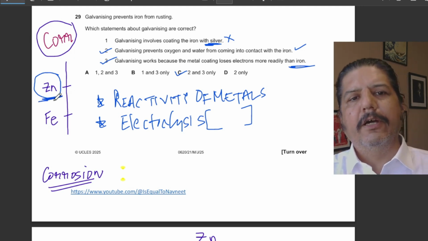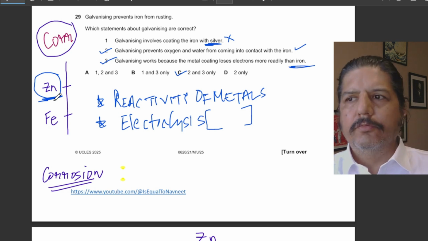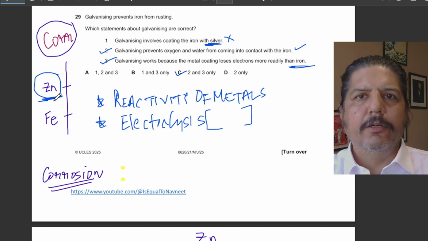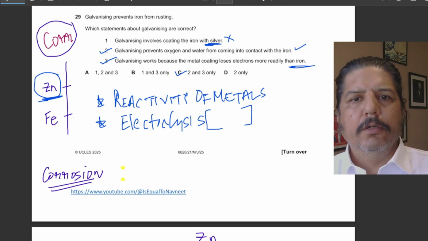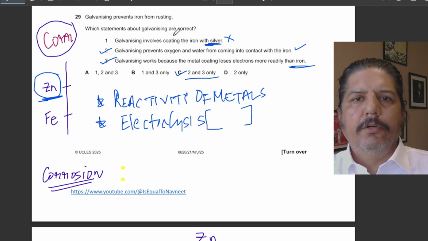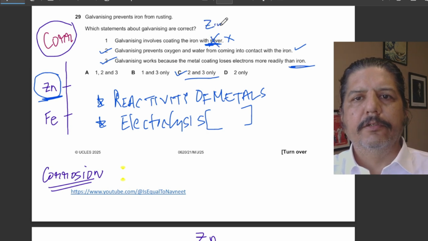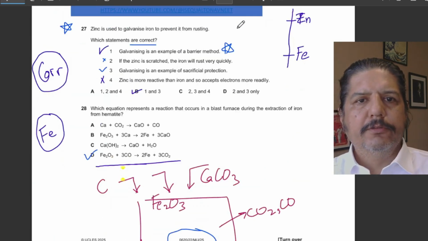So that is how galvanizing works. Why is zinc used? Because zinc is more reactive than iron. It is far more forthcoming in donating electrons. So the answer to this question will be second and third only. If this had said coating the iron with zinc, then that would be a correct answer. So let's move to the next question.